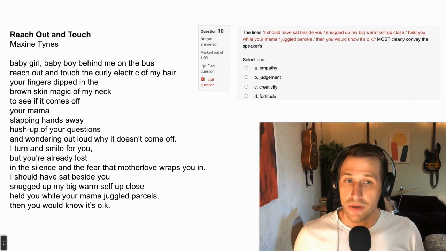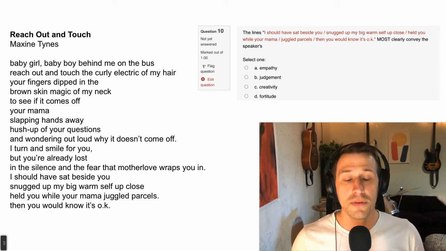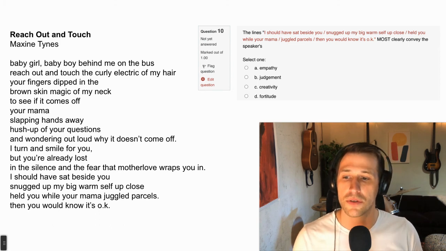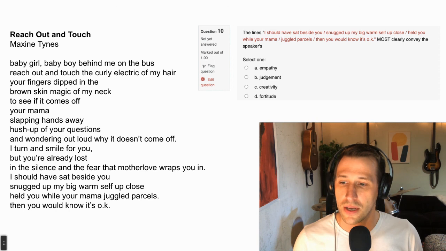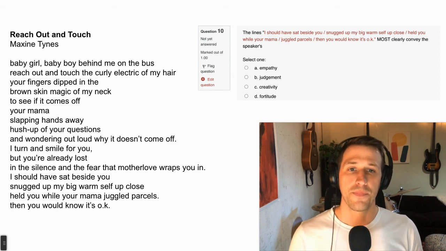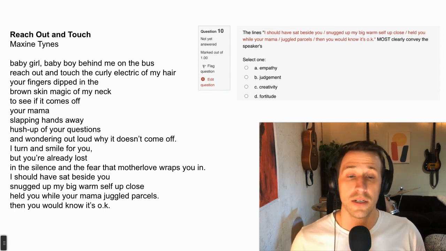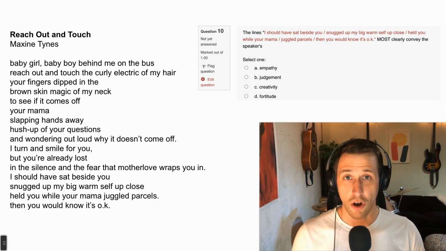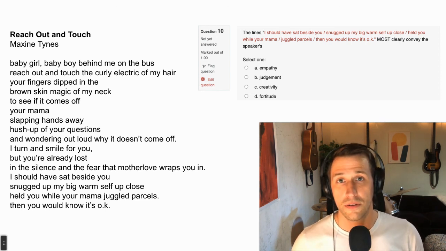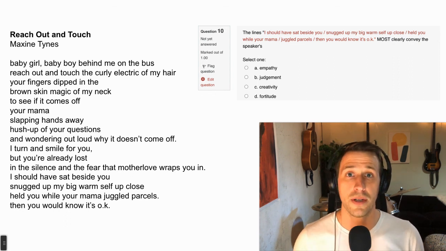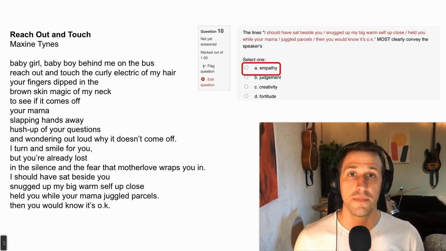The ending, the last, is it 4 lines here? What do they convey? Again, it's this ultimate understanding about the speaker. So the person who says, I should have sat beside you, snugged up my big warm self up close, held you while your mama juggled parcels, then you would know it's okay. What do these lines convey about the speaker? That they are empathetic, judgmental, creative, or strong, like they have fortitude. Throughout the poem, we've been emphasizing that this person is very understanding. Considering the situation they've been put in, they show a lot of empathy and understanding for these children.